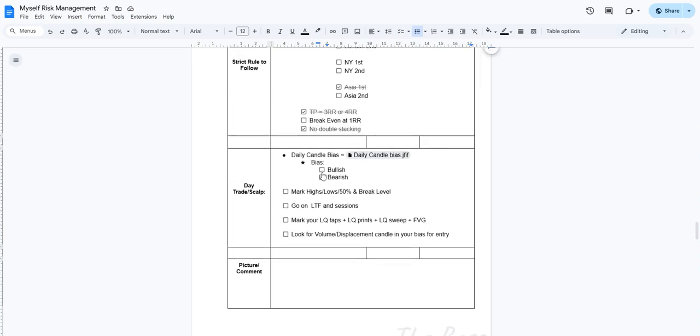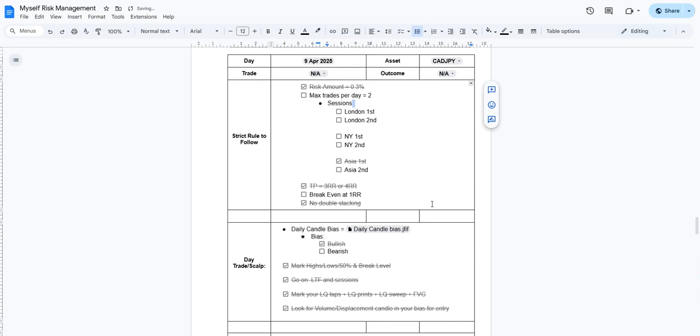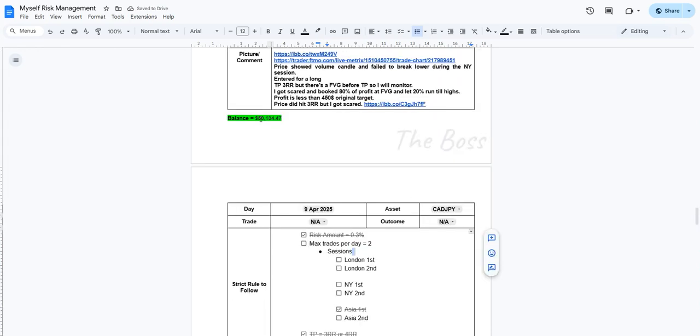So my bias for today is going to be bullish. Now I marked this already. I'm going to show you already. Okay. Now my current balance in the account is this much. This is the current balance on the account.